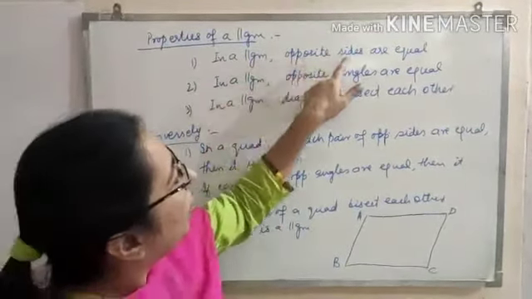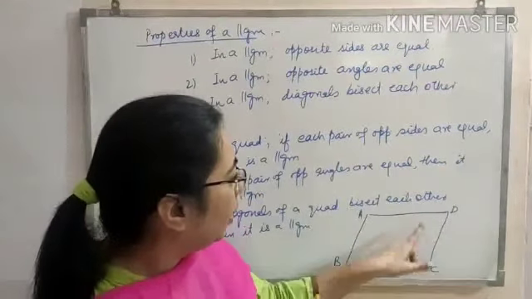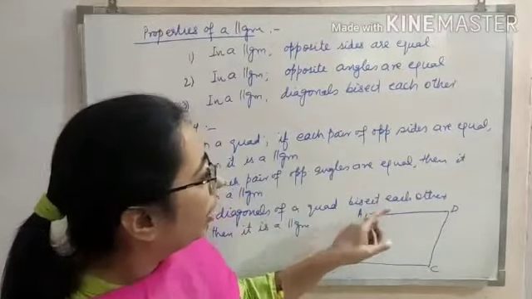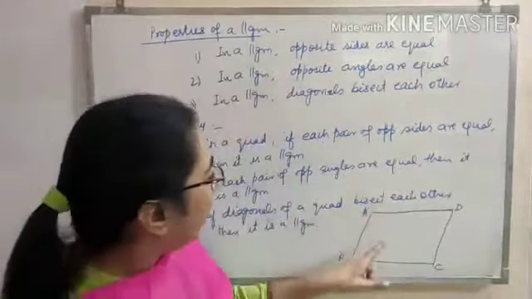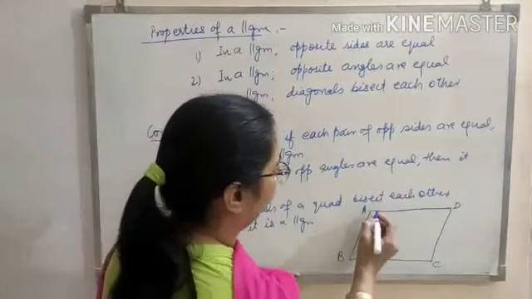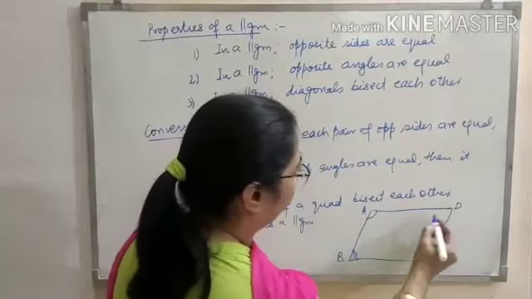In a parallelogram, opposite sides are equal. You can see ABCD is a parallelogram. Opposite sides are equal. This we will conclude now. In a parallelogram, opposite angles are equal. These are the opposite angles, so these angles are equal. These are the opposite angles.